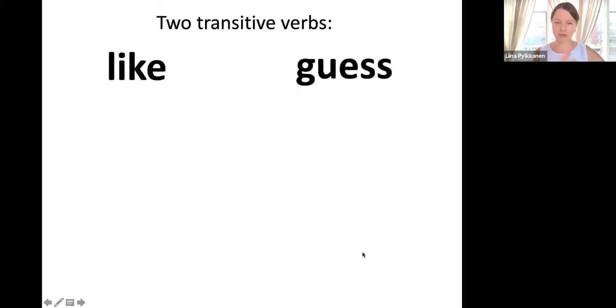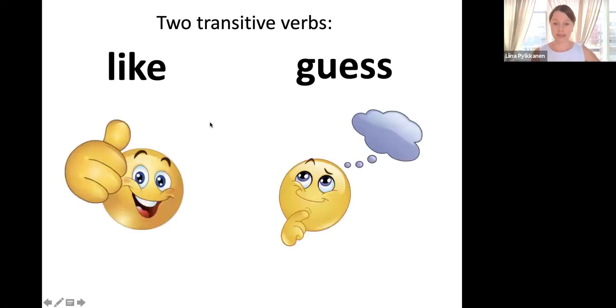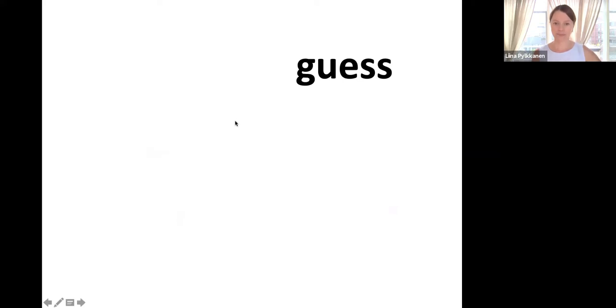So let's think about those three different types of knowledge a little bit further with another example. Here I have two transitive verbs, like and guess. They're syntactically similar in that they both can combine with a noun phrase object. And they are semantically also a little bit similar since they describe something that happens in the brain. They're so-called mental verbs.